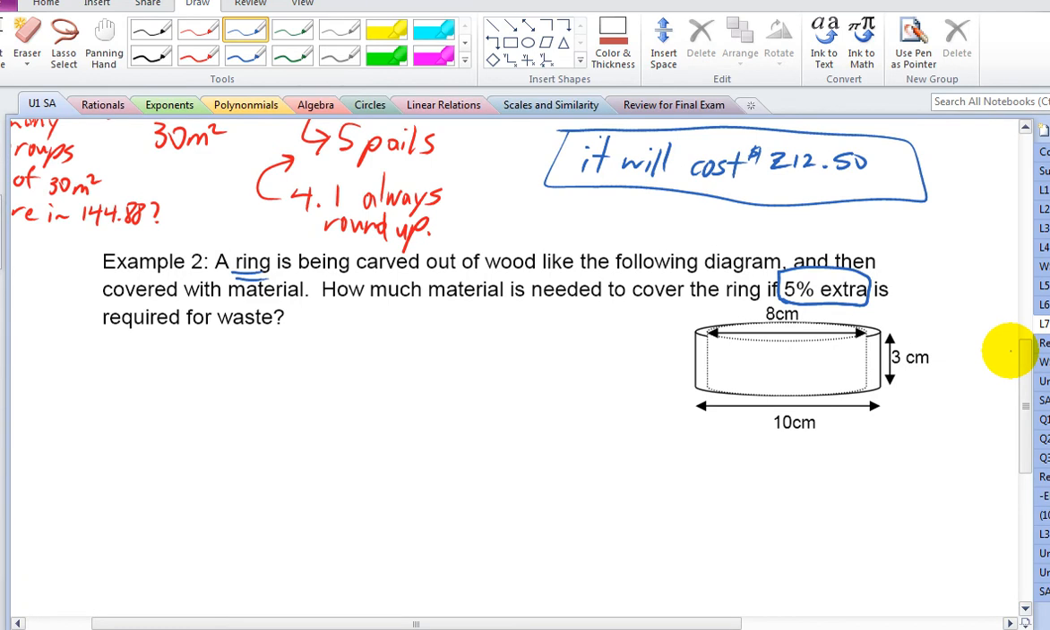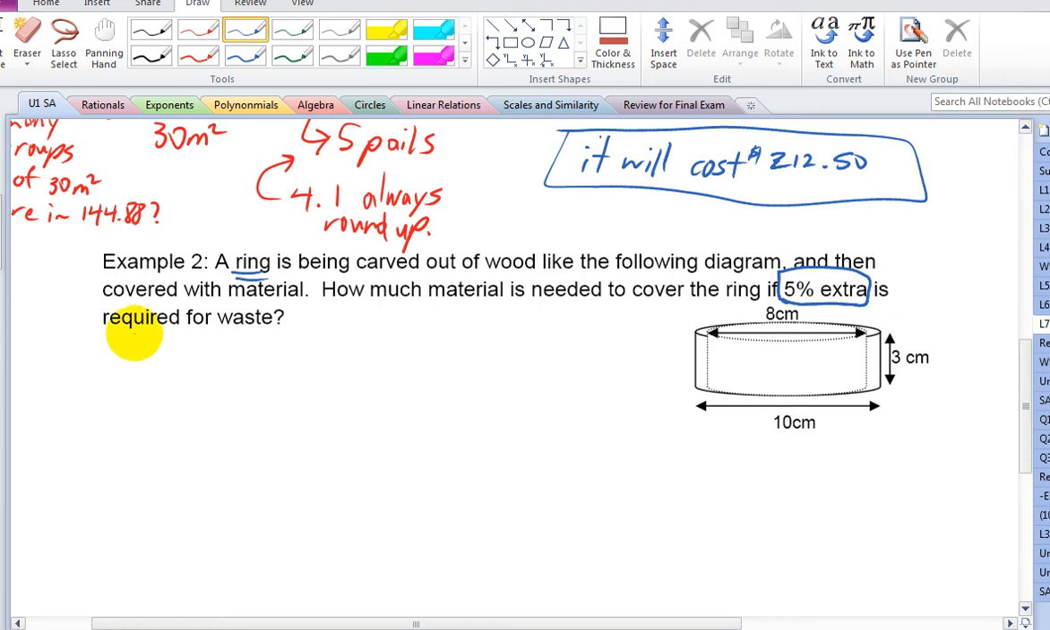Then, we have to figure out how much material, keeping in mind that 5% extra is required for waste. That's because typically when you build stuff, there's always a little bit left over for waste. You know, with boards being cut, things like that. For this one, you have to melt the metal, and so there'll be a little bit left over in the melting pot, something like that. Anytime you build, you always have to buy extra for waste.